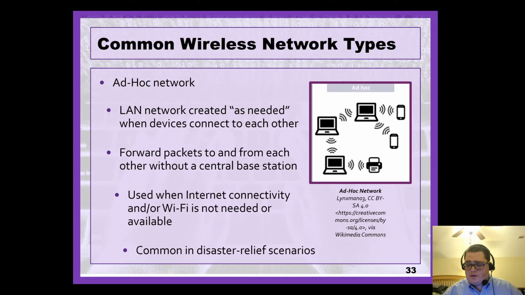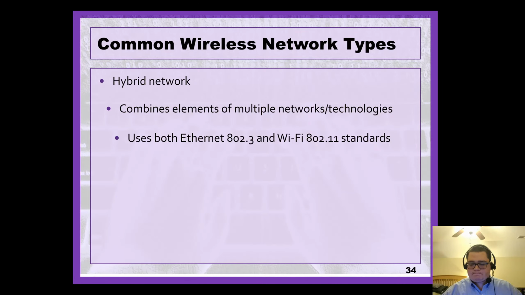So you would have the phone communicating to the laptop, to the other laptop, to the printer, that kind of thing. A hybrid network is a network that combines elements of multiple networks and technologies. For example, it may use both Ethernet and Wi-Fi standards.